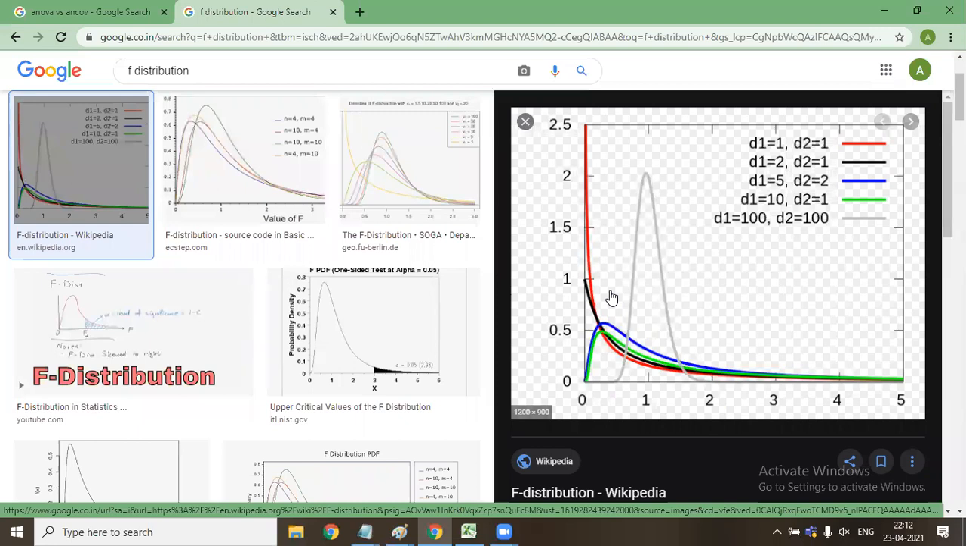So these are the probability distributions. Hypothesis testing uses these distributions to calculate the p-value. P-value is a probability value. So hypothesis tests use these distributions to calculate the p-value. P-value is known as probability value. Okay, sir, got it.